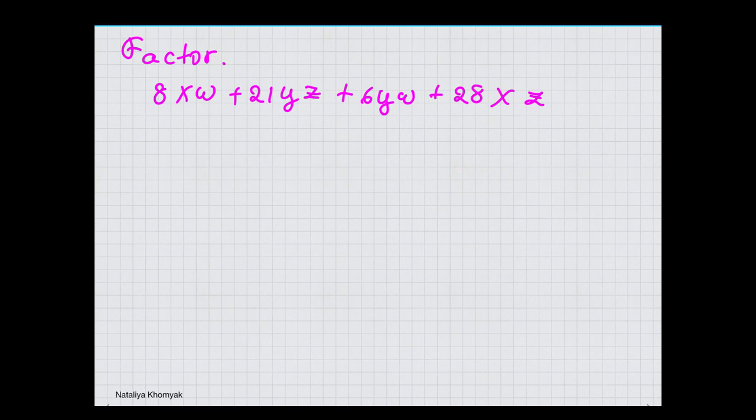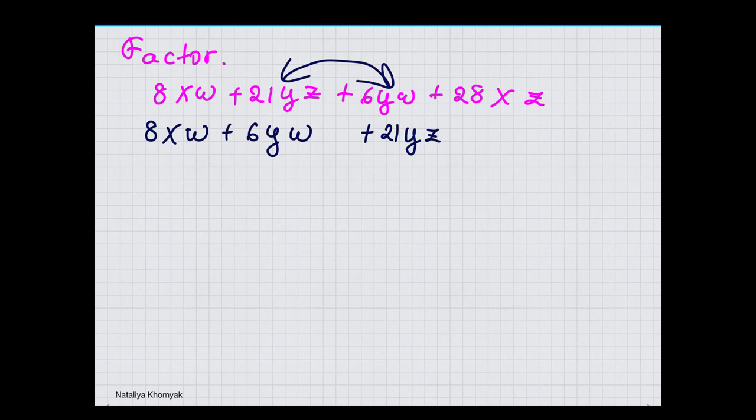If you notice, there is no common factor of 8xw and 21yz. I'm just gonna switch these two around. So we have 8xw plus 6yw plus 21yz plus 28xz. And now we can factor.